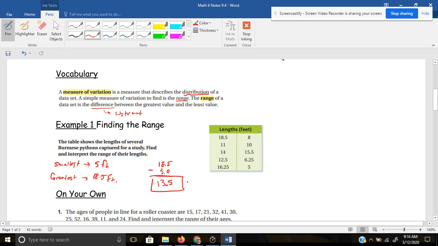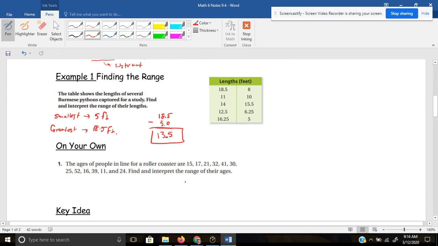And what does that mean? This means that the lengths vary no more than 13 and a half. So our smallest one is 5 and our greatest is 18 and a half. Your range won't get any bigger than that. All right, go ahead and try that on your own.